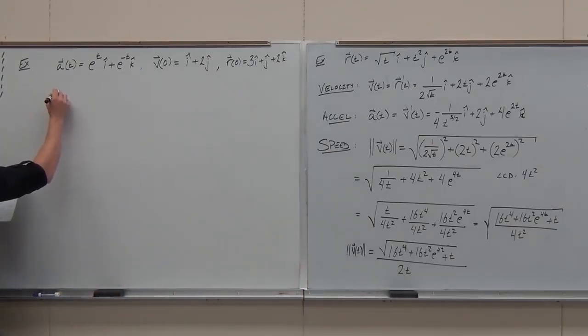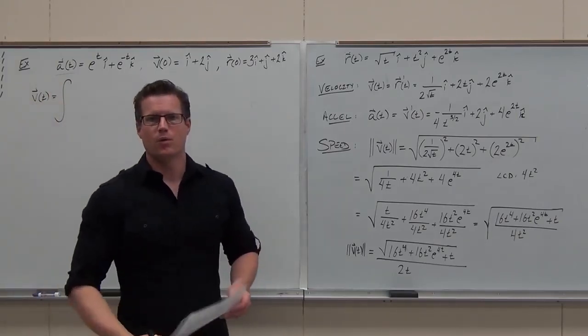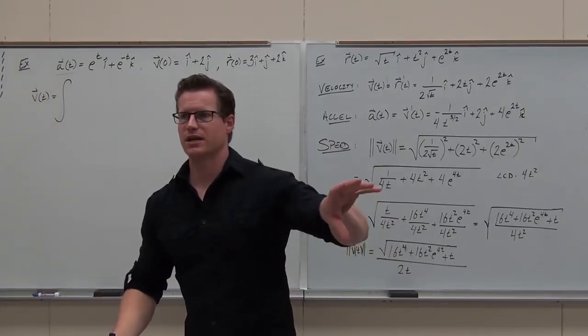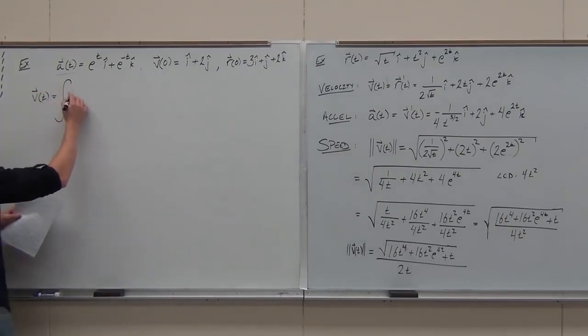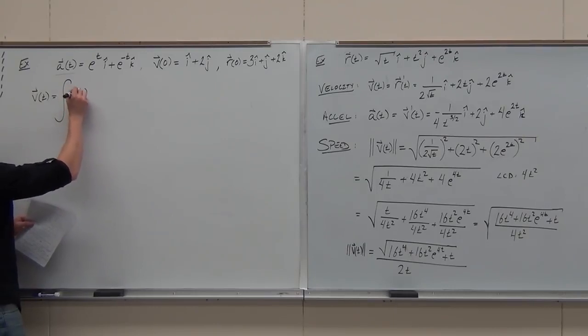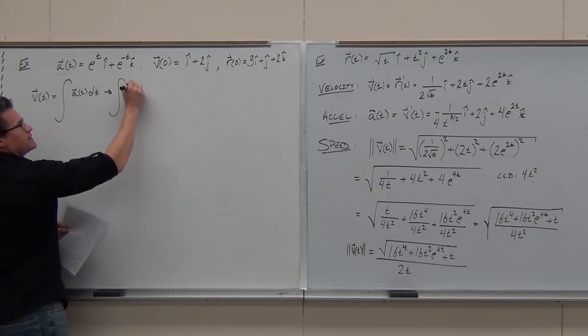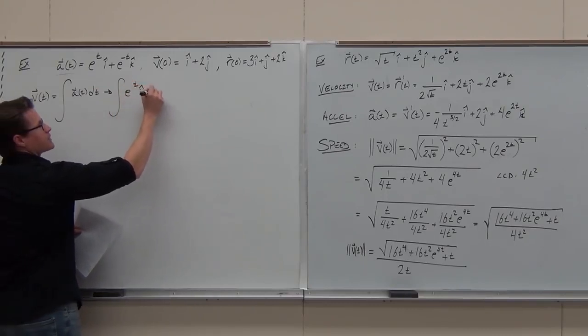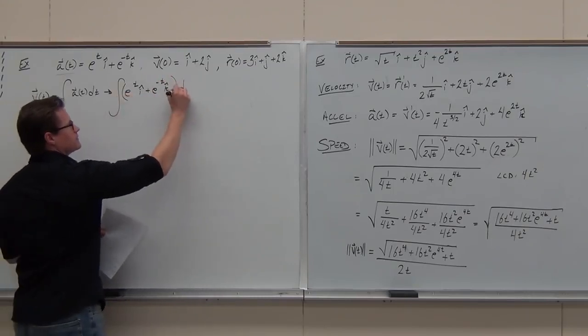So here we go. How we go from acceleration to velocity. Velocity is the integral of acceleration. Why? Well, because to undo that second derivative and get the first derivative, I need an integral. I need an antiderivative. So if I do this and say, let's take the integral of acceleration, that looks like the integral of e to the t i plus e to the negative t k dt.